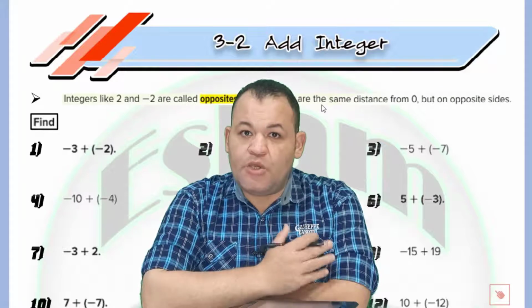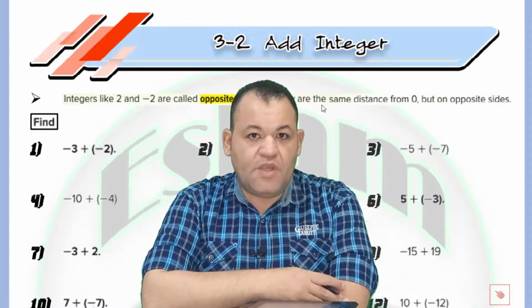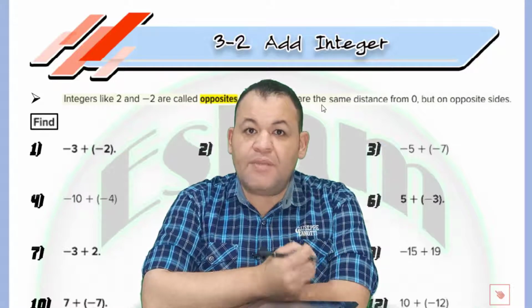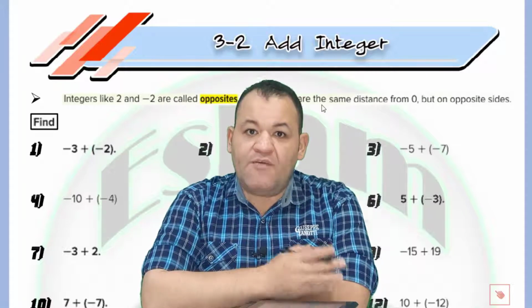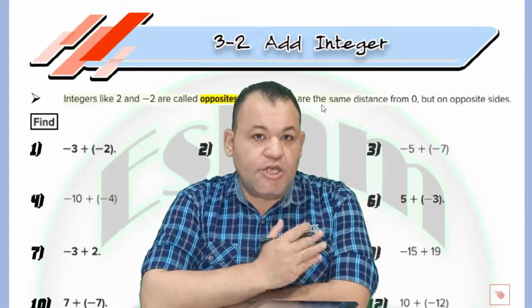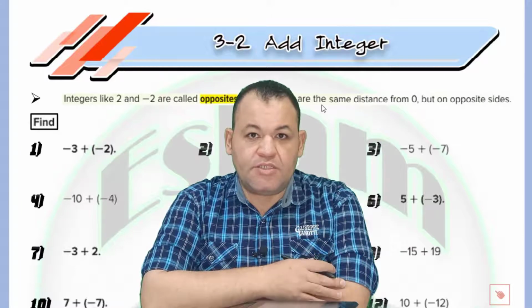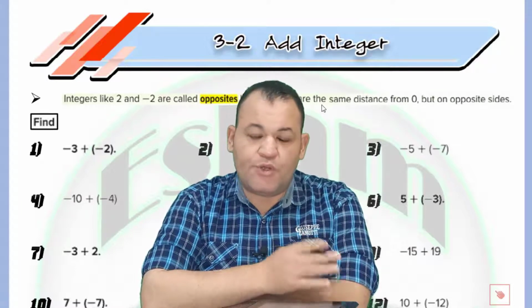Anything related to the increase will be a positive value. Anything related to the decrease will be a negative value. When we have zero, zero doesn't change anything by increase or decrease. So zero is neither positive nor negative.